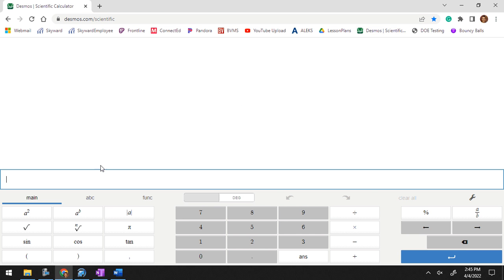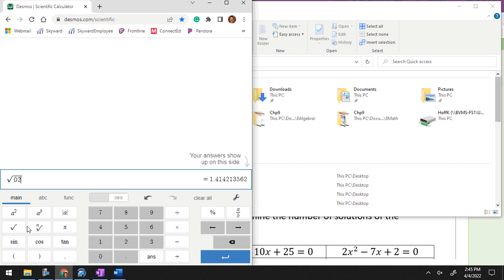Okay? On the Desmos calculator, I just have to hit the square root key right here, and then I type in 1,025, and I hit enter. Now, if you're on your handheld calculator, you do the same thing. The square root of 1,025, and you hit enter.